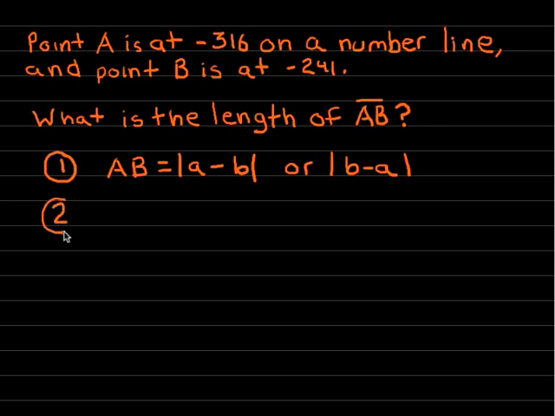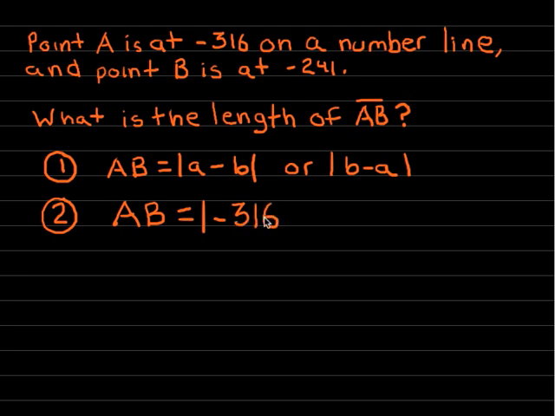Step two is to substitute in what we know. We don't know the length of AB to begin with, so we'll just write down AB. That's just a variable like X or Y or M or N. We just happen to use two letters to represent that. So the length of segment AB equals, I can put an A, which is the point where point A is. That's negative 316.